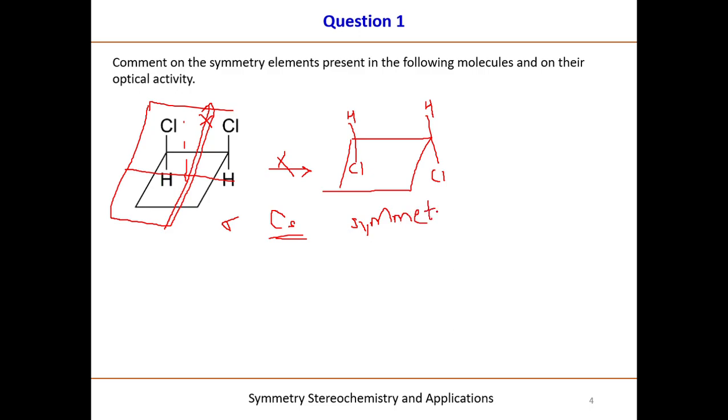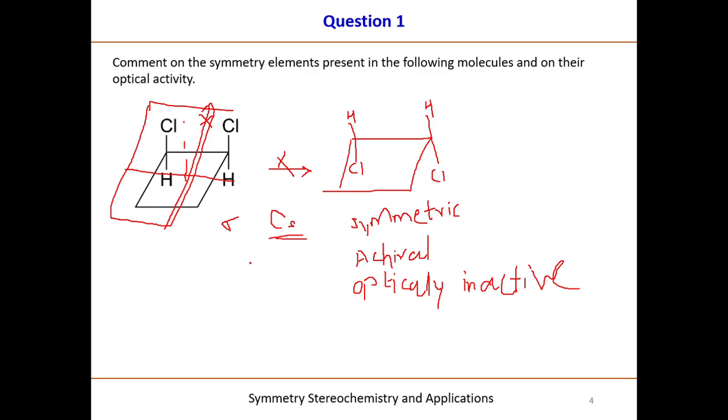Because symmetric molecules are always achiral, the molecule will become achiral. And the relation between chirality and optical activity is that if the molecule is achiral, it is optically inactive. The molecule is optically inactive, correct? So this is the relation. The point group of this molecule is Cs, and it's symmetric, achiral, and optically inactive.